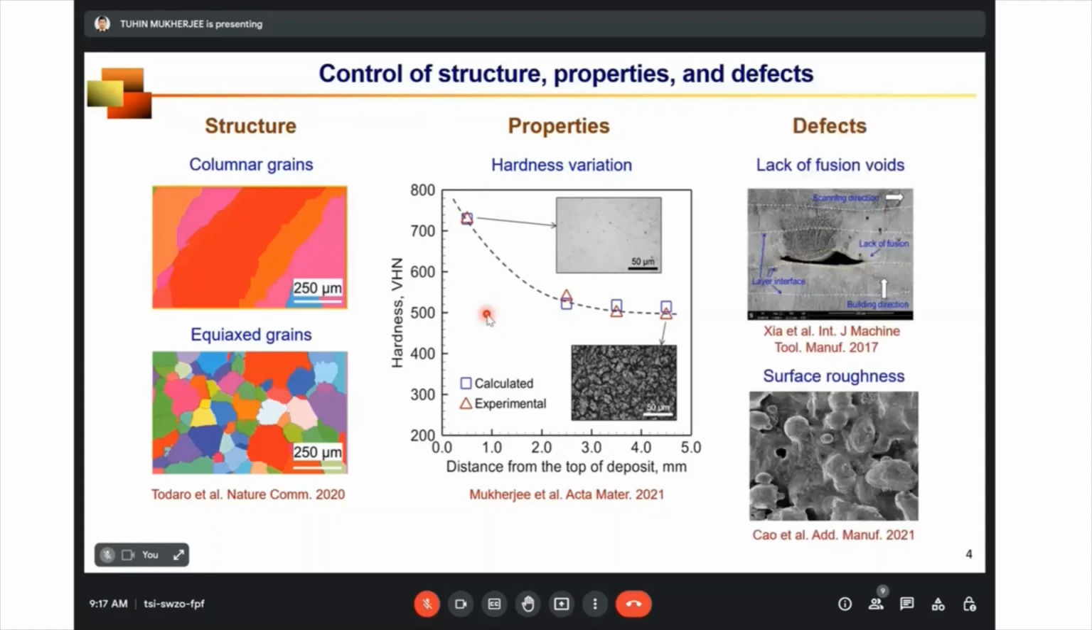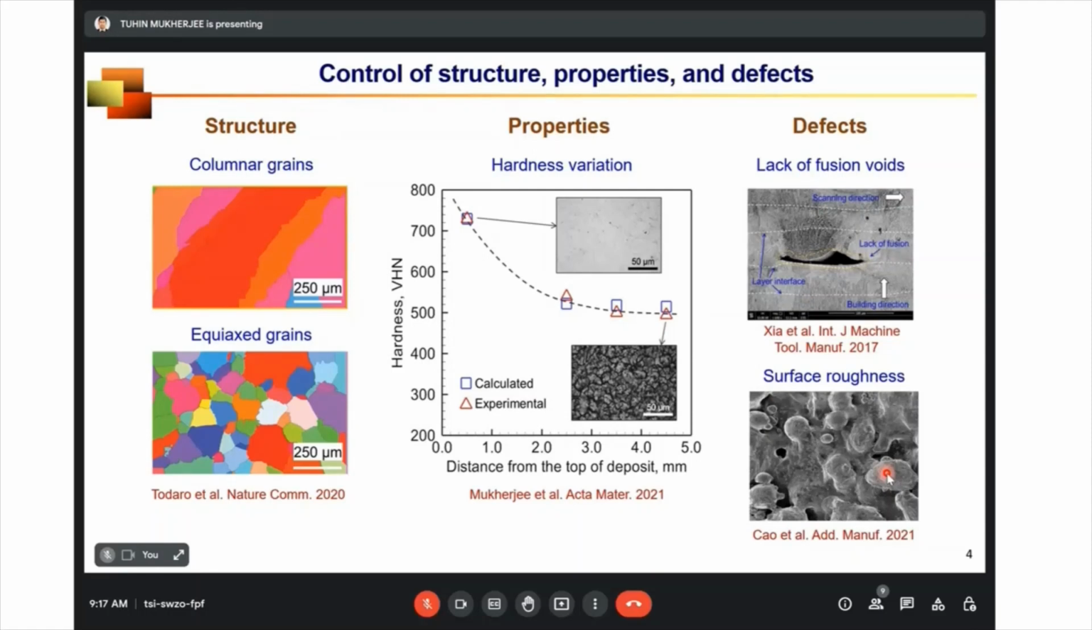And most importantly, there are several common defects such as lack of fusion, surface roughness, cracking, and so on. Defects such as lack of fusion also significantly affect the tensile mechanical properties. You do not want your printed part looking like Swiss cheese. That is very undesirable.